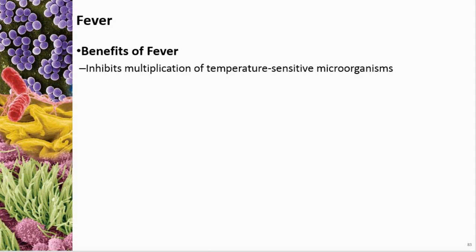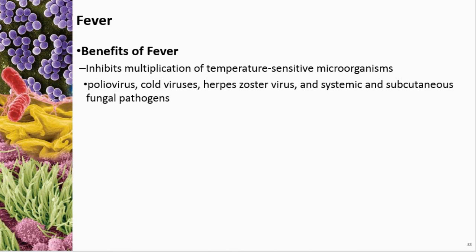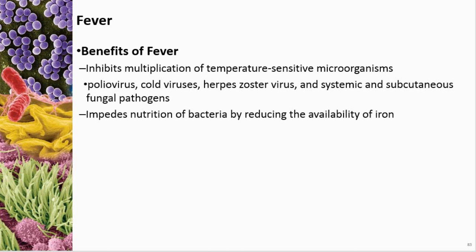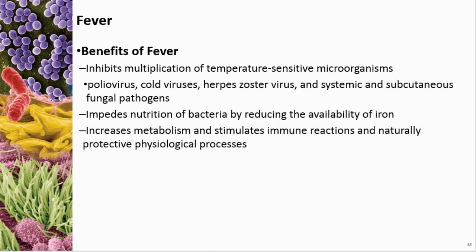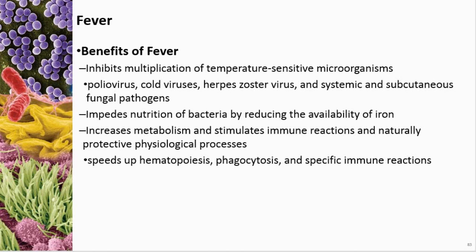But why does our body do it? Well, it inhibits the multiplication of these pathogens, poliovirus, cold viruses, herpes, and other types of infections like fungal infections. It also impedes the nutrition of bacteria because somehow it reduces the availability of iron. And by increasing the heat, you increase chemical reactions, which increases metabolism, which allows our body to just put everything into high gear to fight off the infection. So it speeds up blood formation, phagocytosis, and some immune reactions.